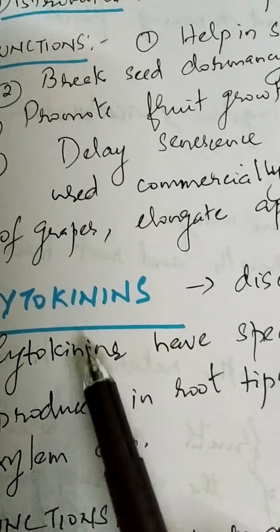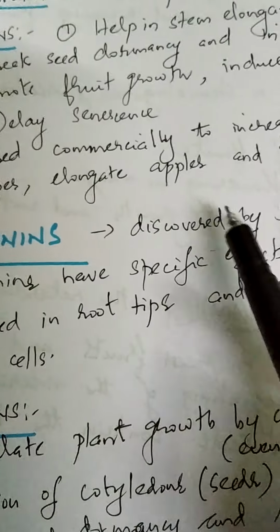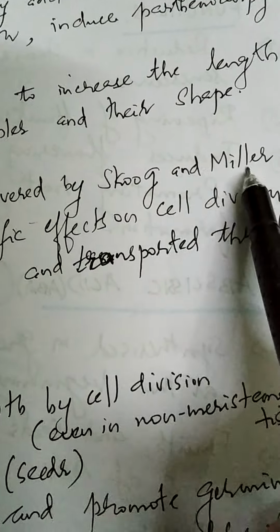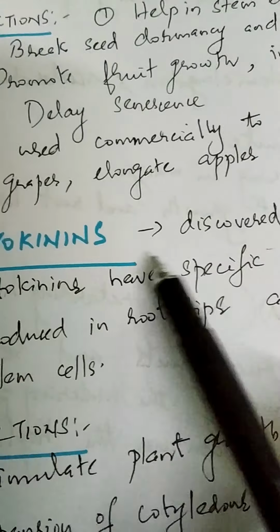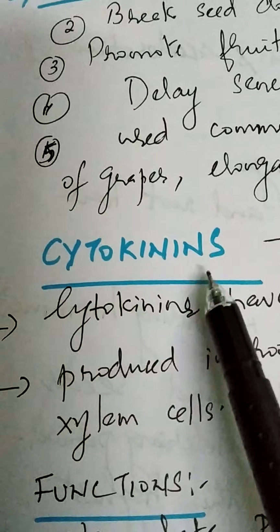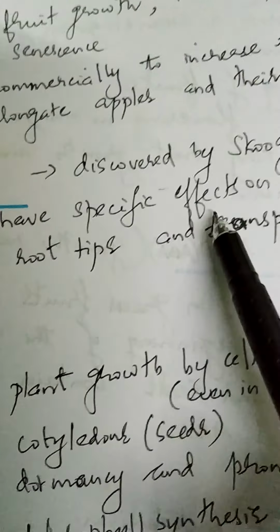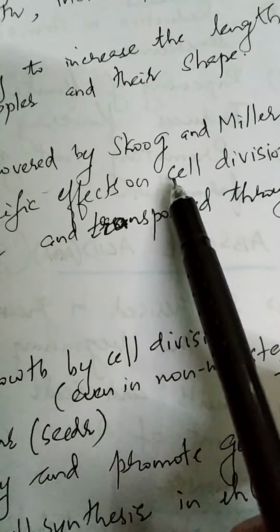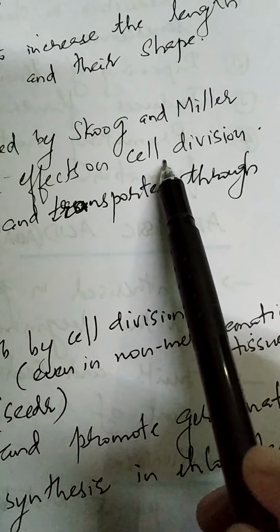Next, moving on to cytokinins. The term cytokinins was discovered by Skoog and Miller. Cytokinins have specific effects in cell division. So they are mainly having a role in increasing the number of cells, that is by cell division.